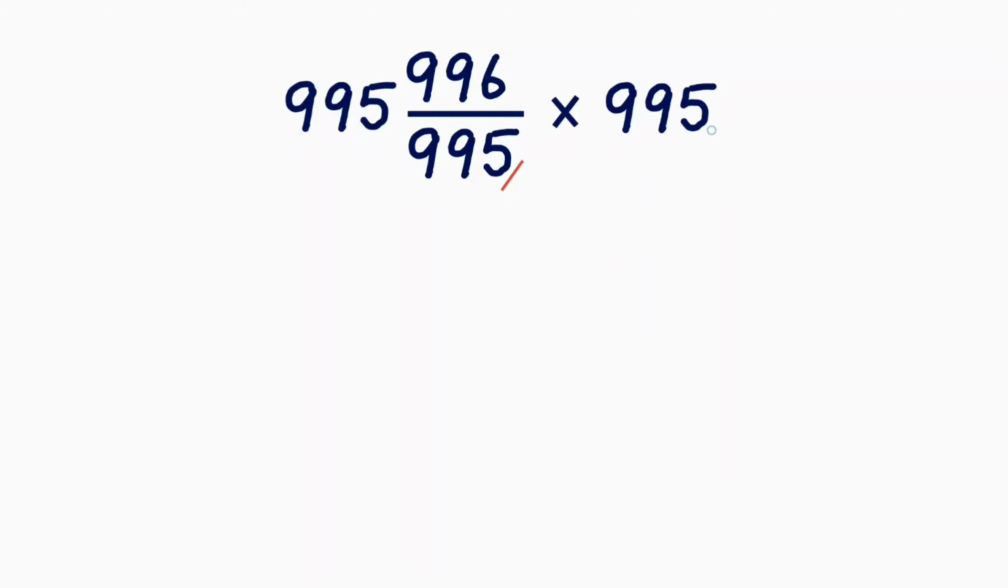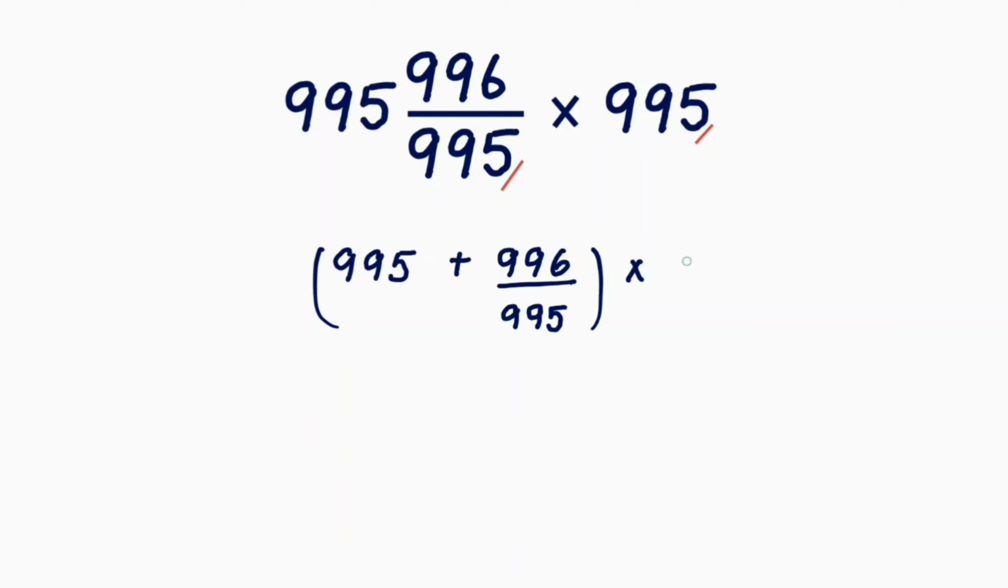Whenever you're given a mixed number multiplied by a number, write it as 995 plus 996 divided by 995, take it in bracket and then multiply by 995. Now multiply both these terms by 995 individually.